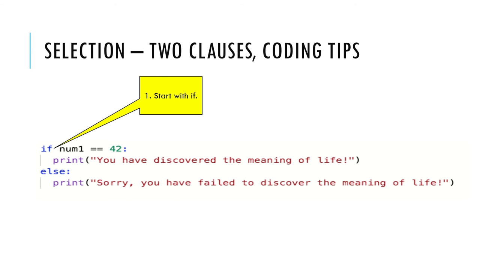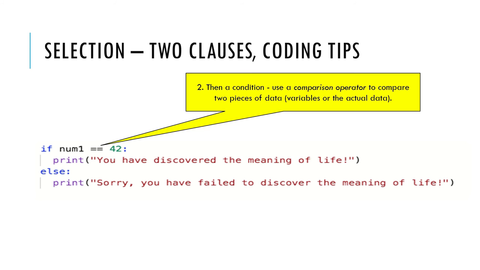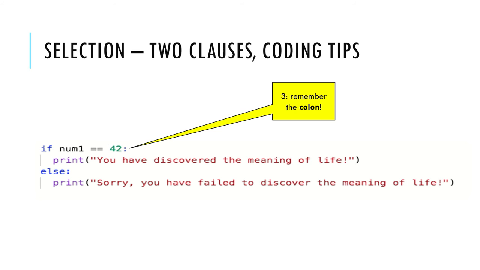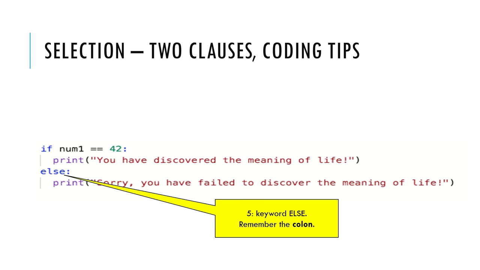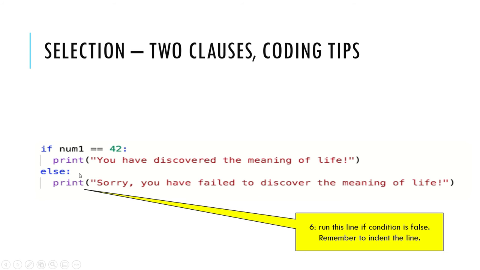Now here are some tips when you code this. Again, we start with an if statement, we have a condition, we then have a colon at the end of that line. On the next line, we write the code that we want to run if the condition is true, and we indent it. We then have the keyword else. Now notice the else is not indented. The e of the else lines up with the i of the if. That's really important. We've then got the colon, and then on the line after that, we indent the code again.